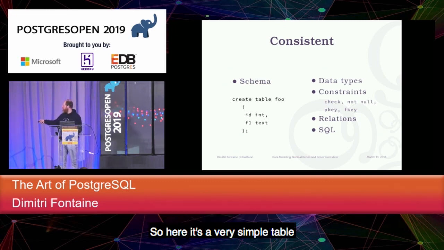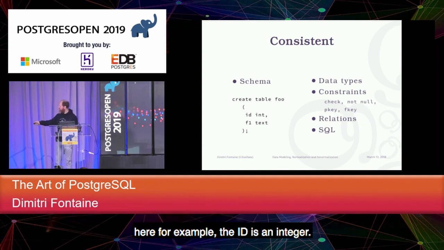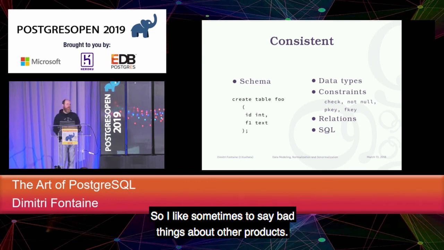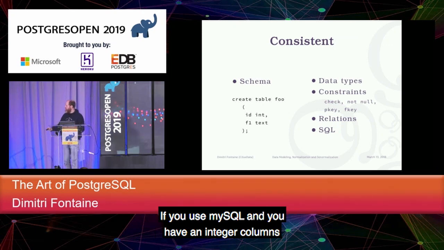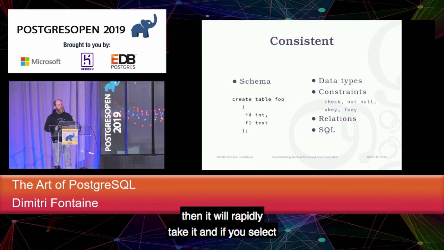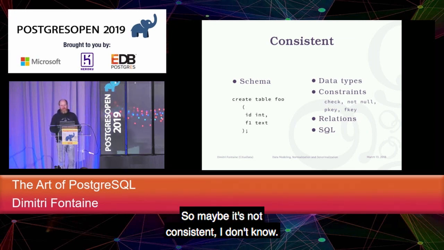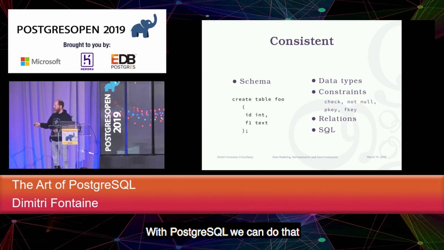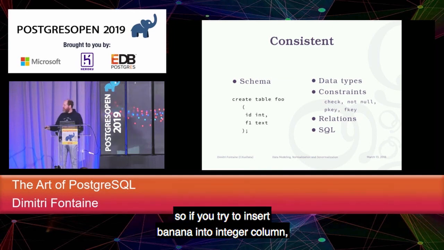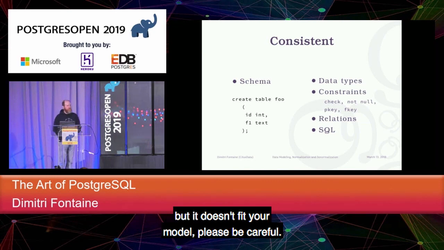So here it's a very simple table with 2 columns, but anything that goes into those columns, here, for example, the ID is an integer. So I like sometimes to say bad things about other products. If you use MySQL and you have an integer column and you insert into it the string banana, then it will happily take it, and if you select from it, it's going to say 0, but no errors whatsoever. It's happy to work with that. So maybe it's not consistent, I don't know. With PostgreSQL, we don't do that. So if you try to insert banana into an integer column, PostgreSQL will tell you, hey, I don't know what that is, but it doesn't fit your model.